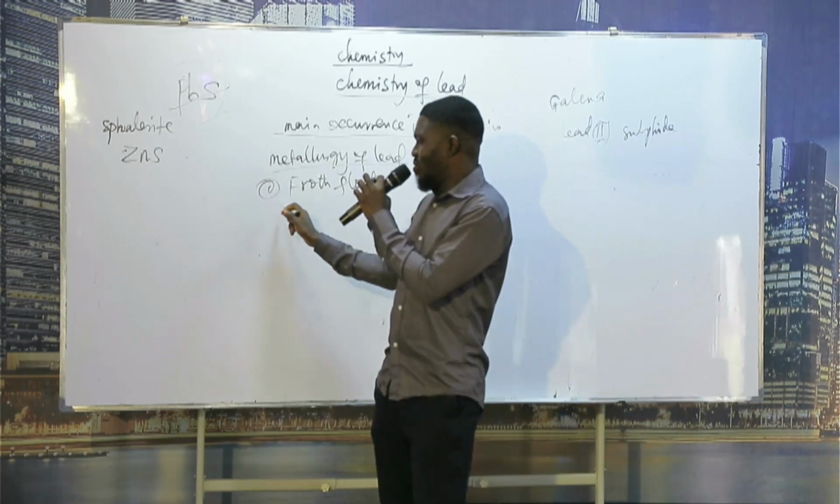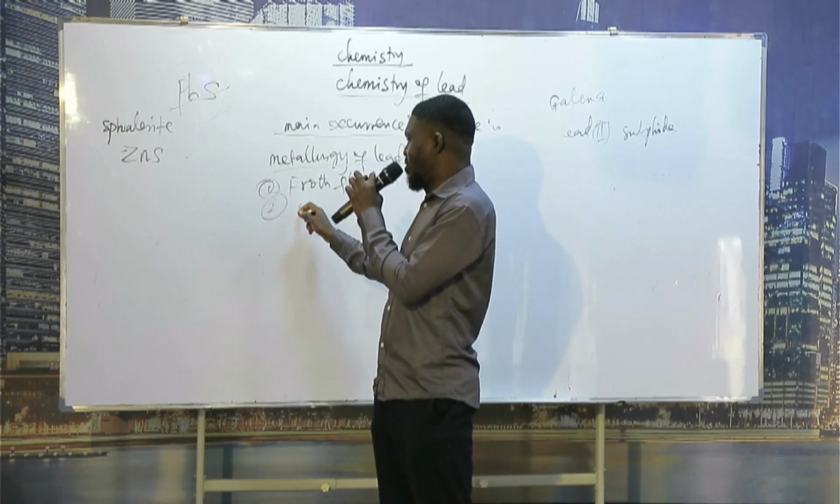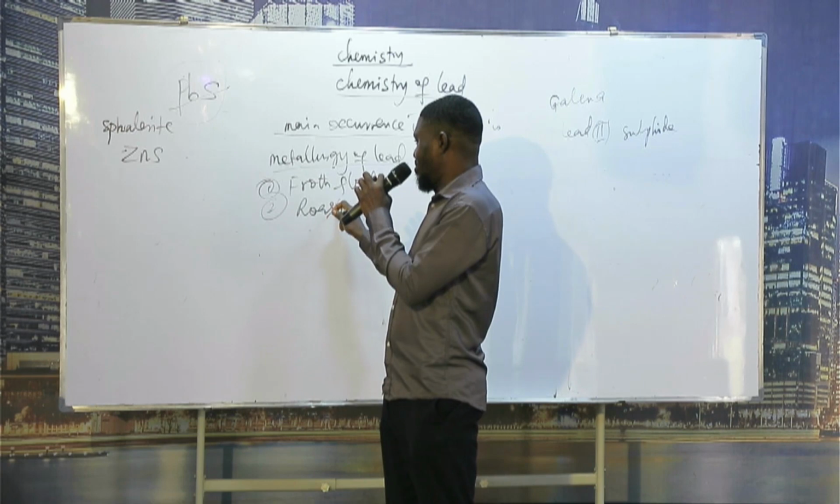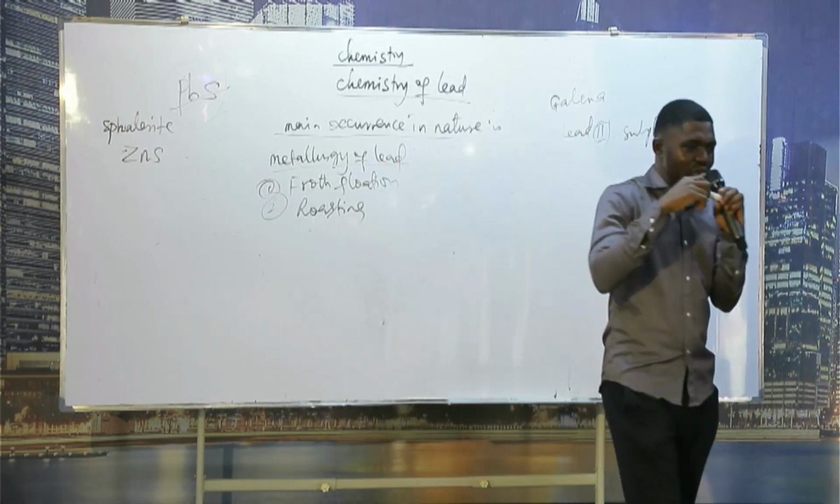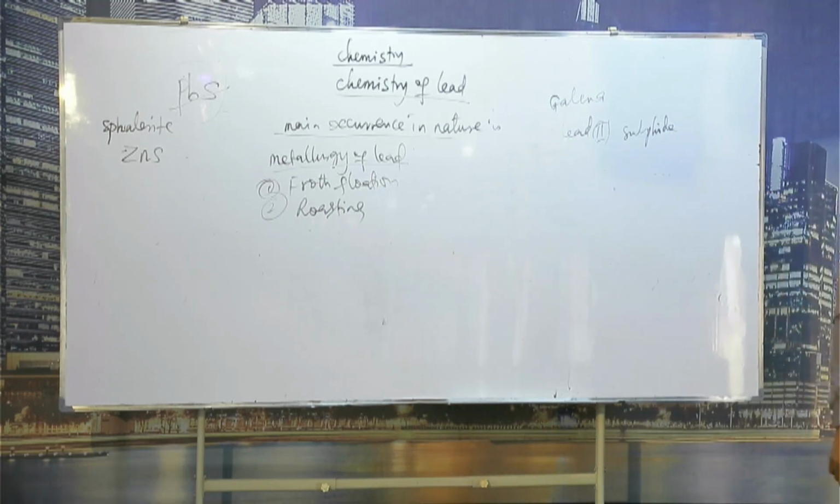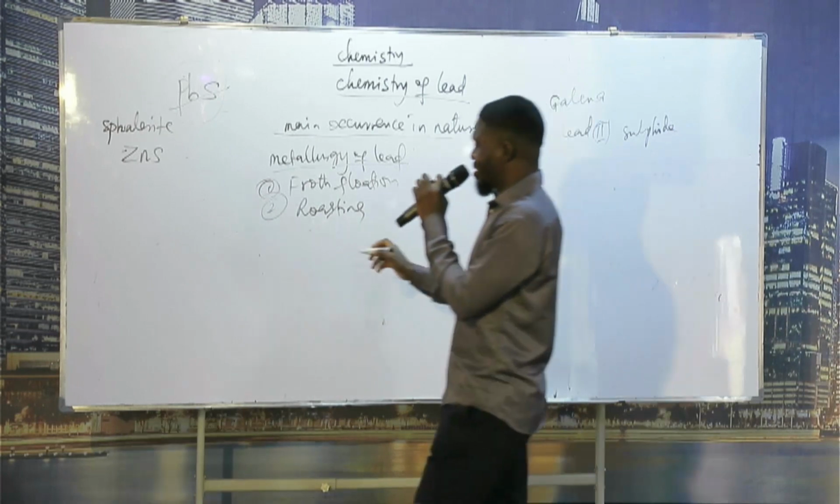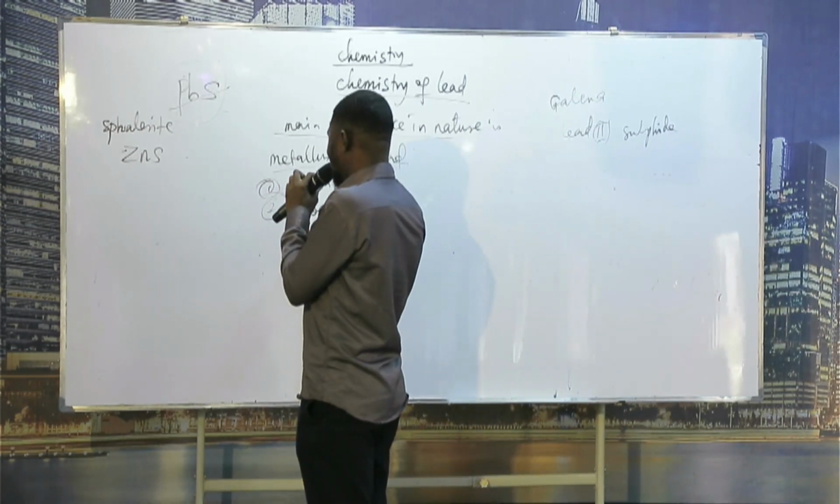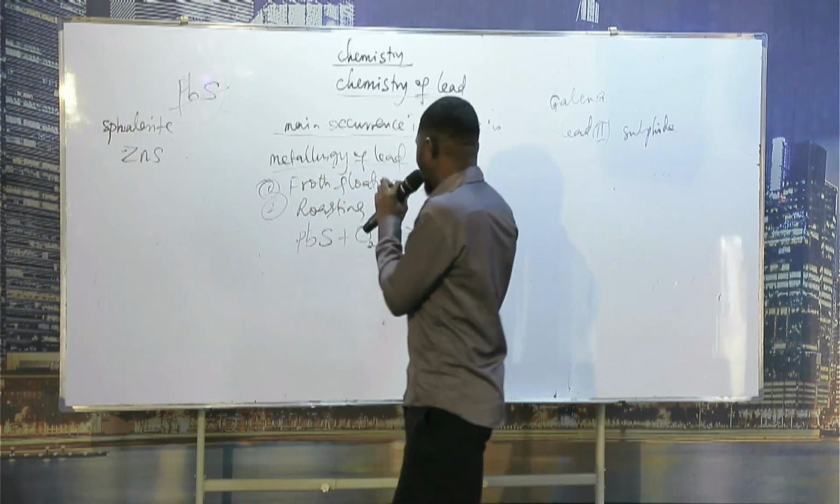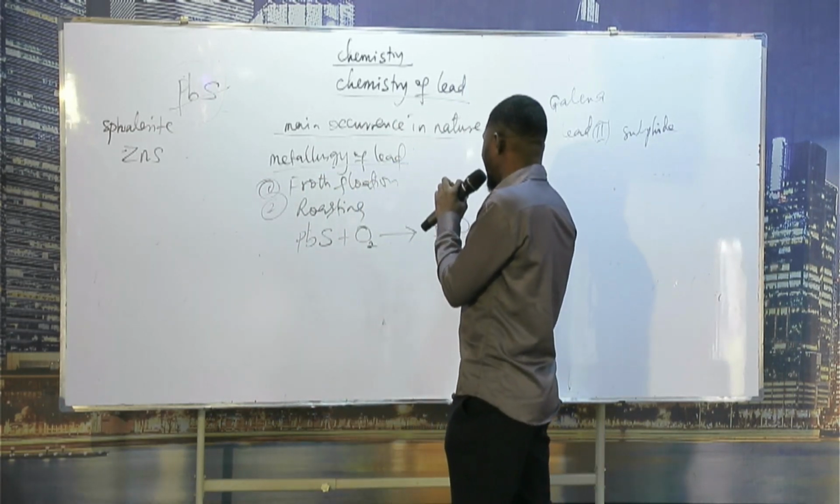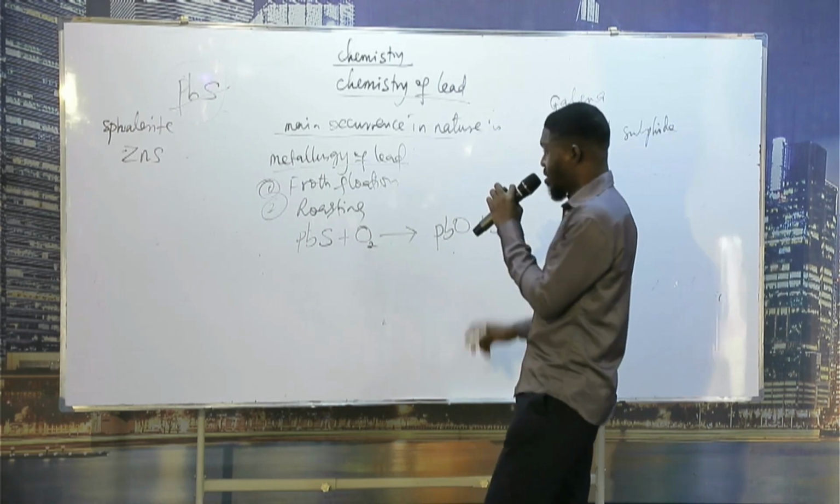Then the next is to do what? If it's a sulfide ore, you roast. Roasting. When you roast a sulfide ore, you convert it to oxide. You convert it to what? So during roasting, you find out that lead(II) sulfide will interact with oxygen to form lead(II) oxide and sulfur(IV) oxide. And what?